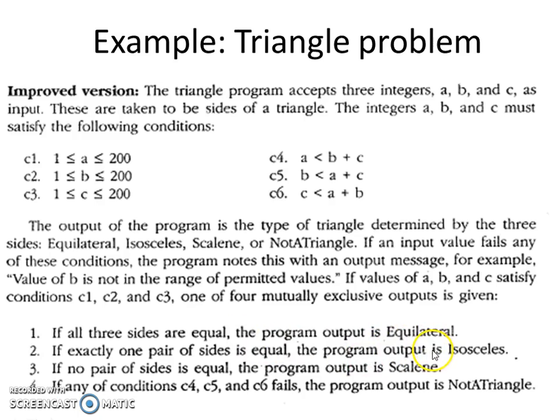Second output, if exactly one pair of sides is equal, then the program output is isosceles. Third output tells us that if no pair of sides is equal, then the program output is scalene. Lastly, we have the condition where none of the conditions C4, C5 and C6 succeeds, then the program output is not a triangle at all.